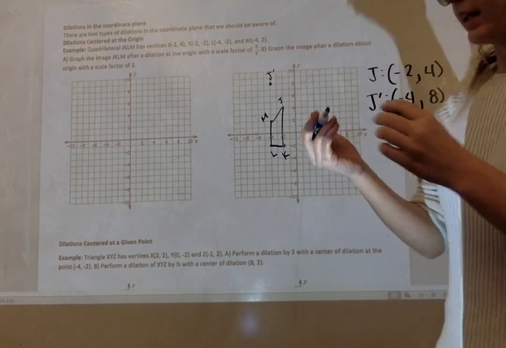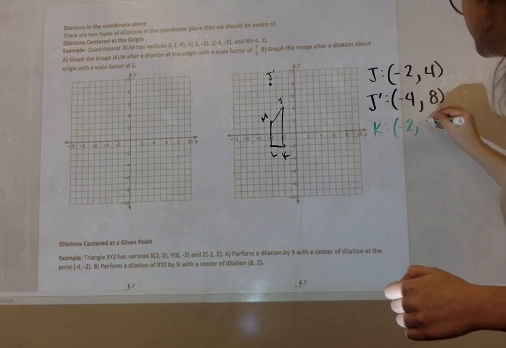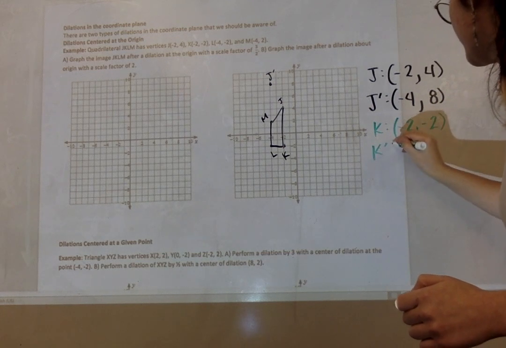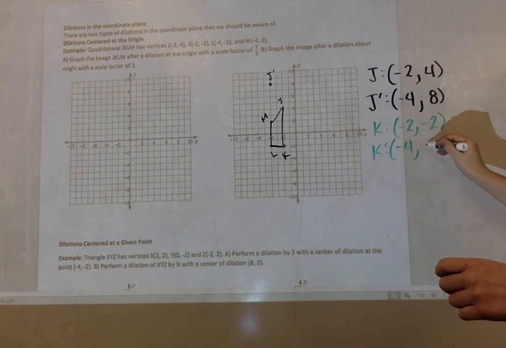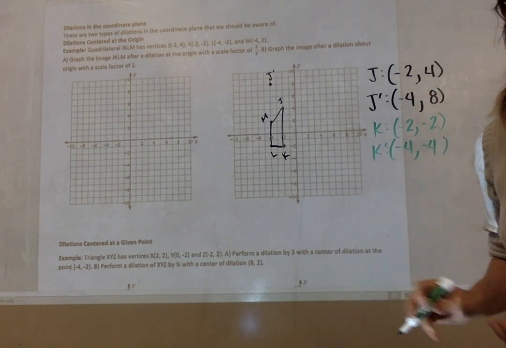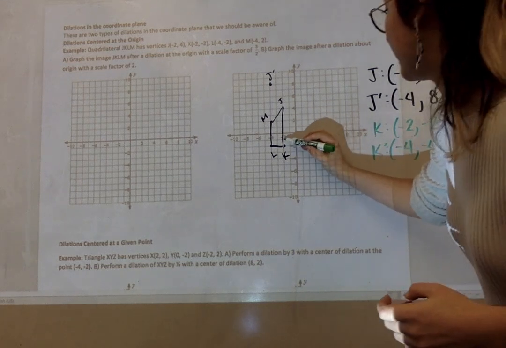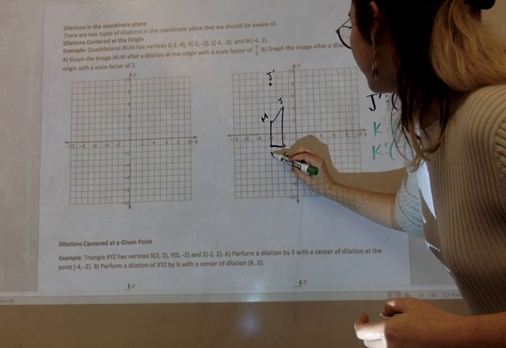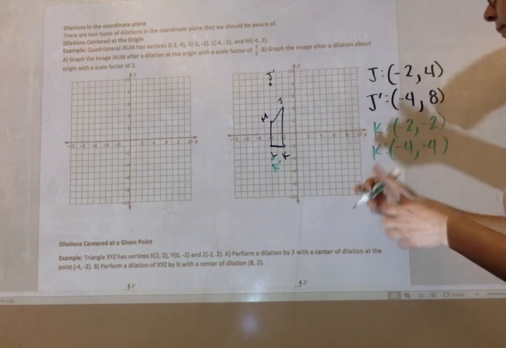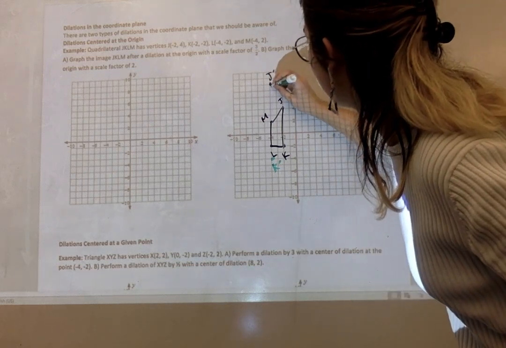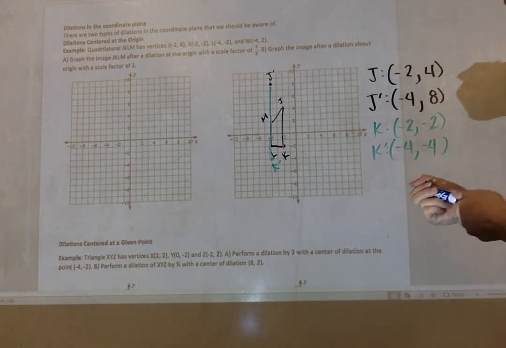Okay? K prime, or K originally, was at -2, -2. So K prime, I want to double the X coordinate. It'll be at -4, and double the Y coordinate. It will also be at -4. Okay, good. You can see that okay? All right. K prime at -4, -4. I have that new segment of it. All right, I'll do the next point.